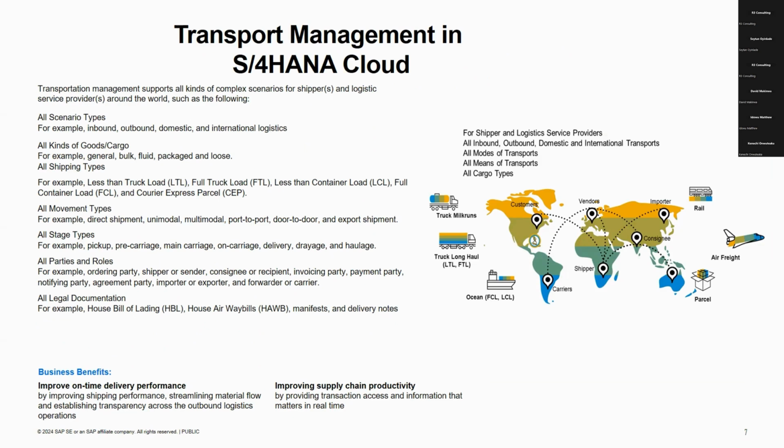You also have all kinds of goods and cargo, for example, general, bulk, fluid, package, loose. You also have other benefits that are attached to transport management in S/4HANA Cloud. Benefits like improving on-time delivery performance by improving shipping performance, streamlining material flow, and establishing transparency across outbound logistics operations. You can also improve supply chain productivity by providing transaction access and information that matters in real time.